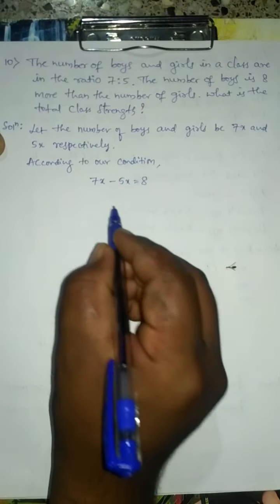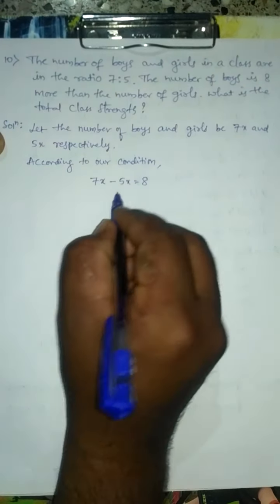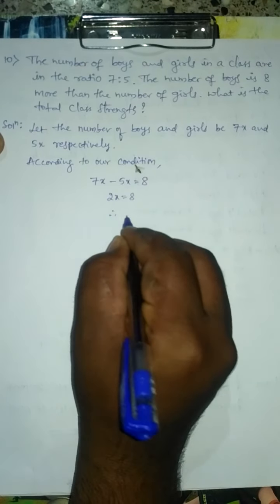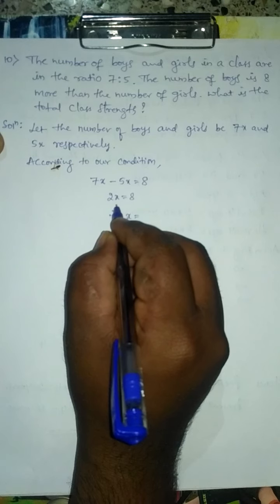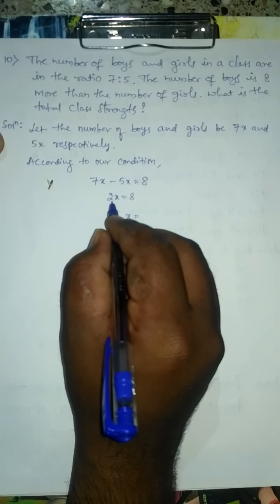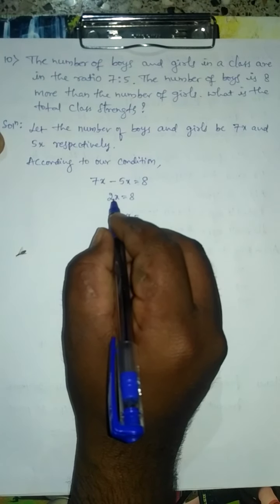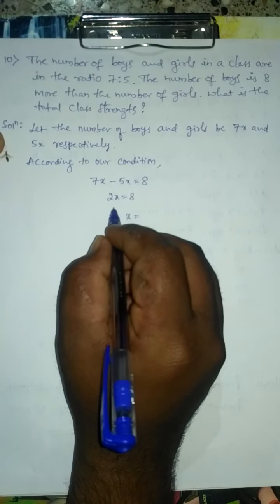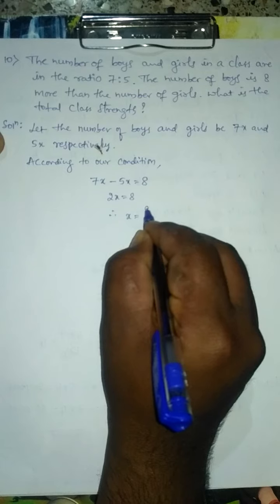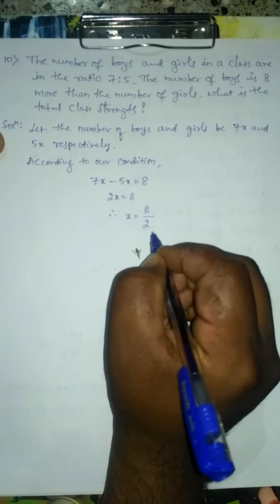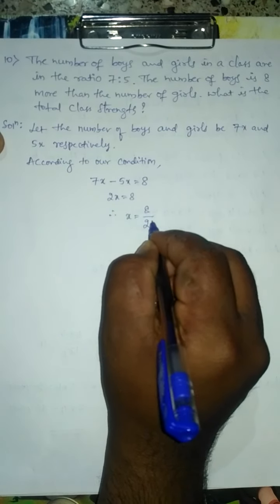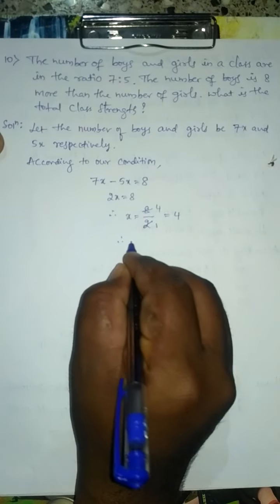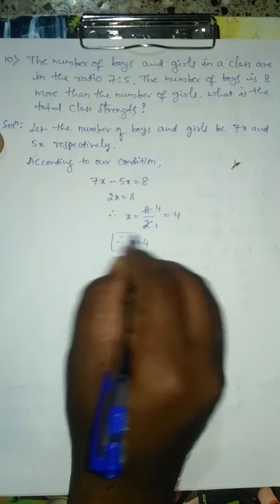Now we have to simplify. 7x minus 5x, that is 2x, that is equal to 8. Therefore x is equal to, here along with x 2 is there, that is in the multiplication form. So if I transpose that 2 to the RHS, it will become 8 divided by 2. So we have to simplify here. 2 4s are 8. So our value of x is 4. Therefore x is equal to 4.